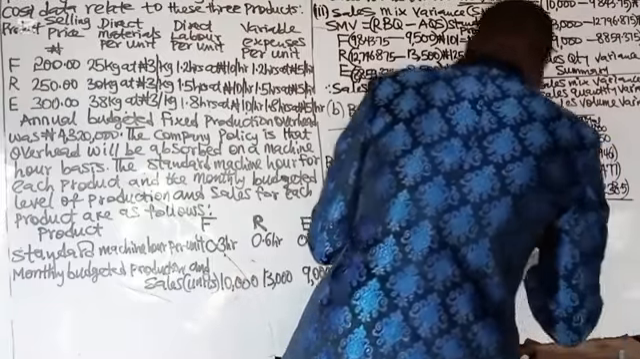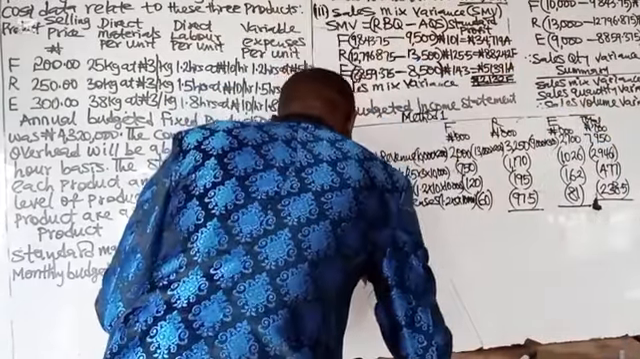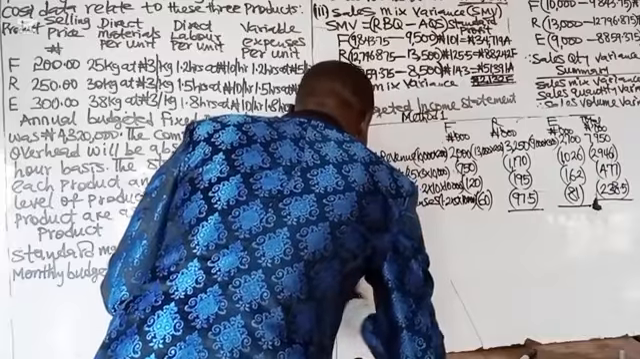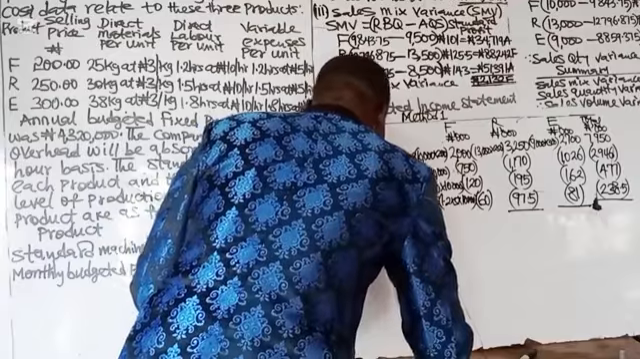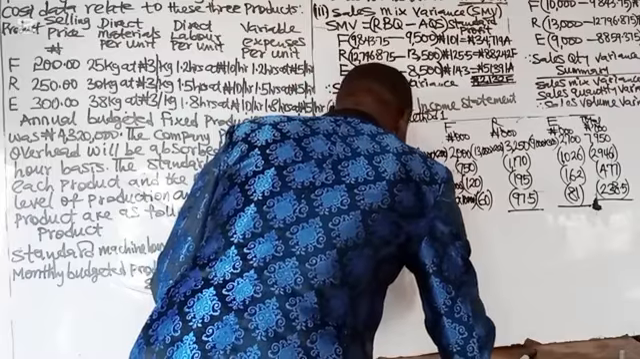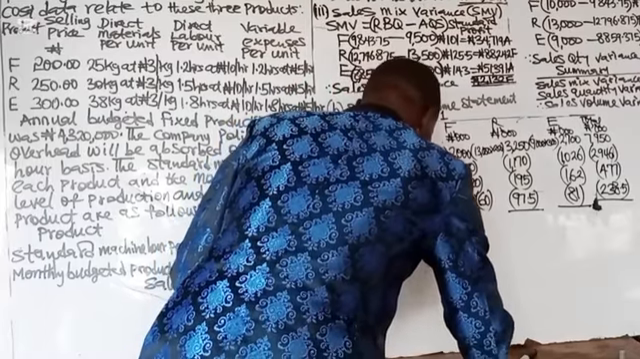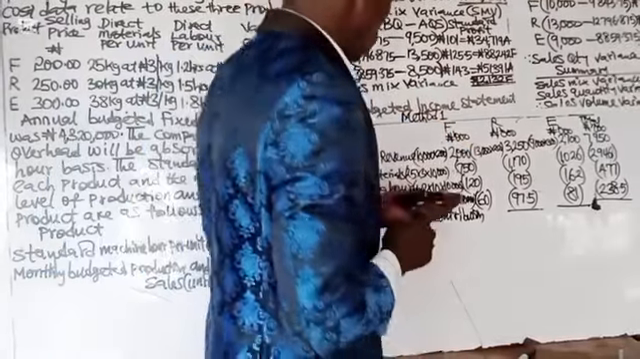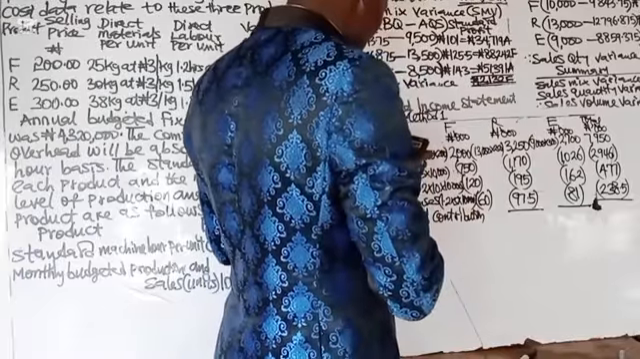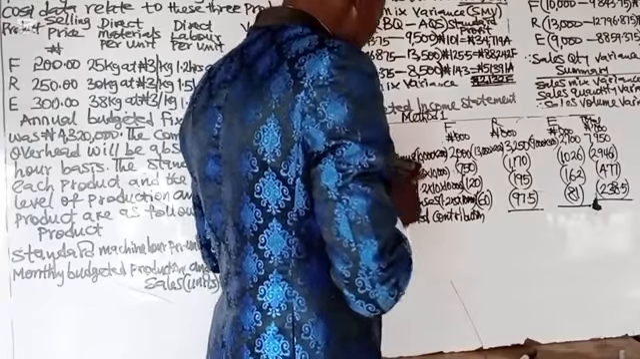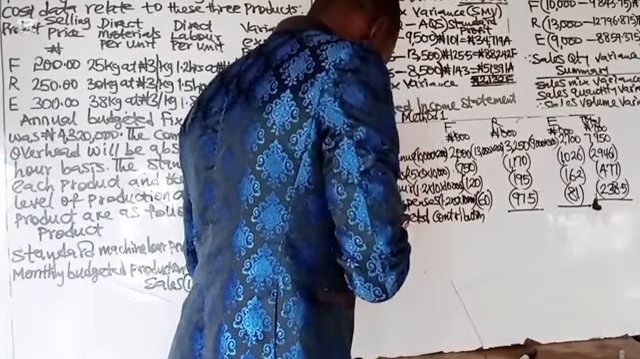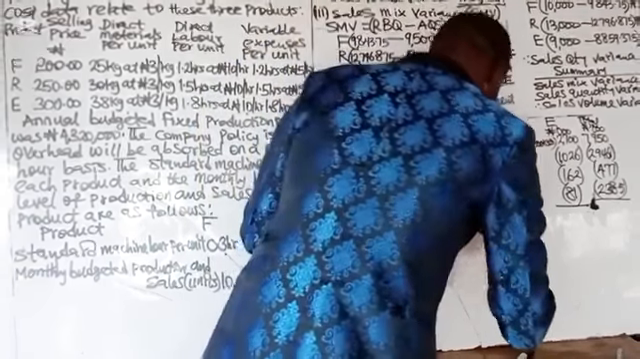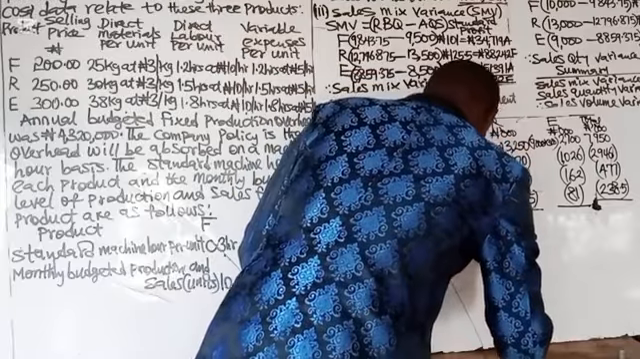So if you subtract that, you have your contribution. Total budgeted contribution. Since I've already written budgeted, you don't need total. So just budgeted contribution. 2,000 minus 750 minus 120 minus 60. Our budgeted contribution for F is 1,070.